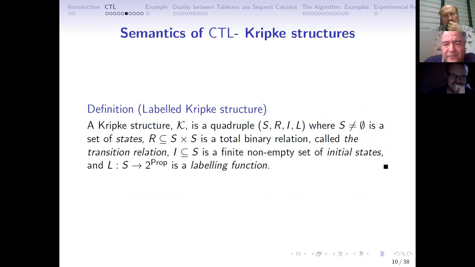I don't want to give the full definition of the availability for formula in CTL. So we define a labeled Kripke structure in the standard way. The only probably special feature of this representation in the paper is that we are considering a non-empty set of initial states. Well, often it's only one initial state, but it doesn't do harm, and it's quite useful often to have no limit on the number of initial states.